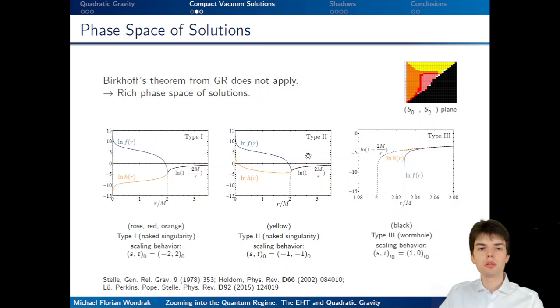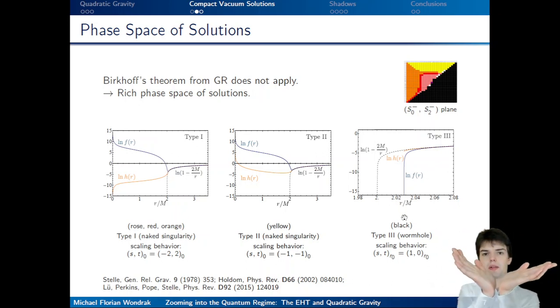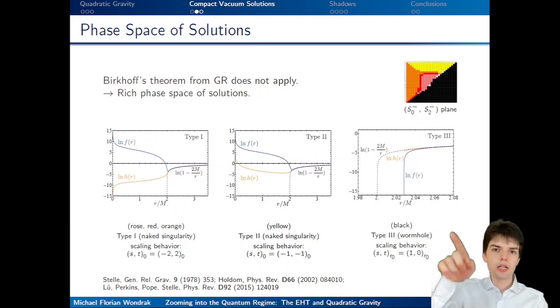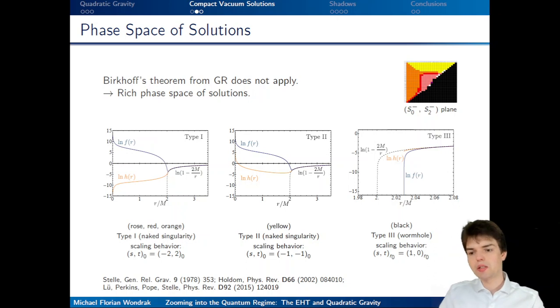Types 1 and 2 belong to naked singularity solutions, so without horizon, while type 3 belongs to wormholes. You see that the solution ends at a finite value of r, and you can glue a copy of this spacetime on the other side, so you actually get a wormhole geometry. There's a Z2 symmetry in the system. So quite a big amount of wormholes over there.